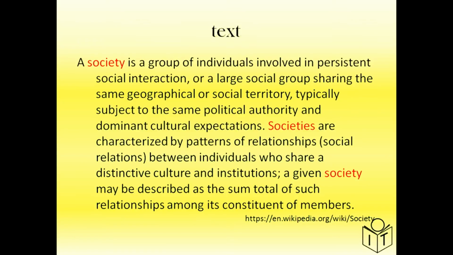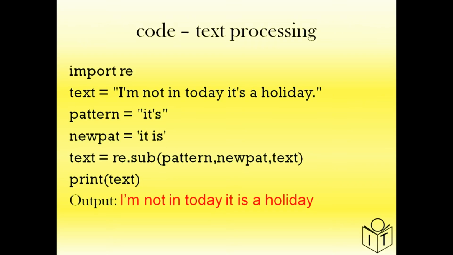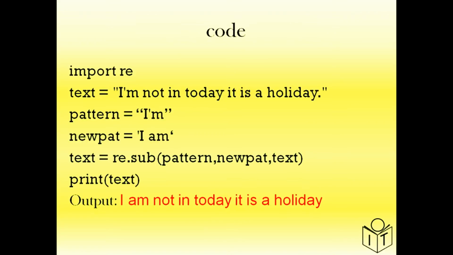Some other examples in text processing, you might want to change these versions in English. So you've got I'm not in today, it's a holiday. Those are called contractions. So I'm is short for I am, and it's is short for it is. So if you wanted to change them, you could put the pattern it's and change that to a new pattern it is. So you can see the output, I'm not in today, it is a holiday. And then we can change I'm to I am, so we have I am not in today, it is a holiday.